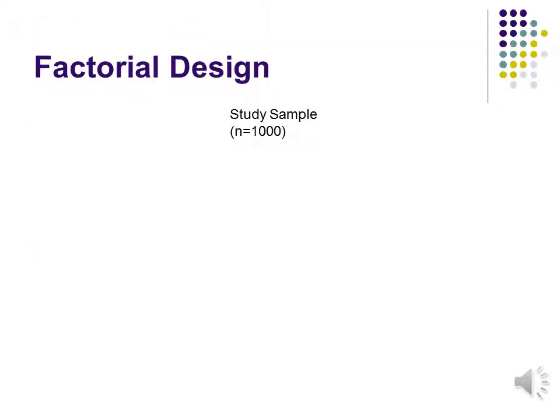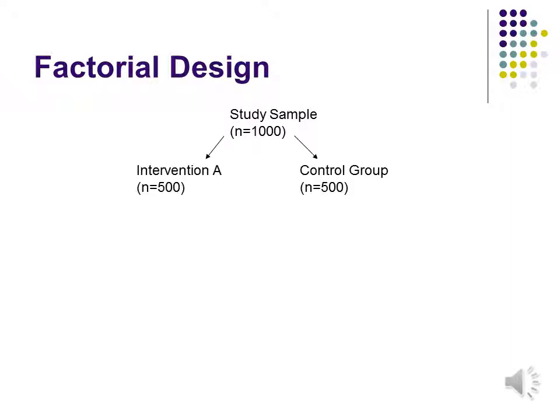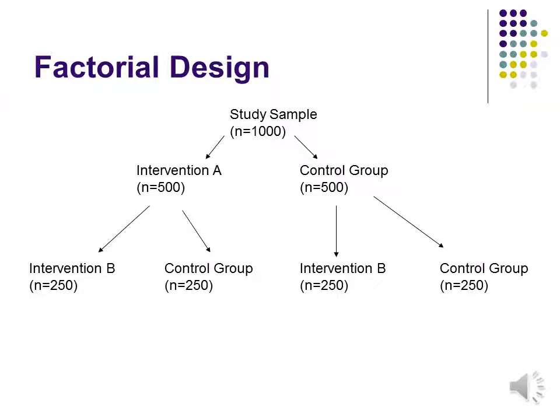Here's a diagrammatic illustration of the factorial design. You start out with a study sample, say of 1,000. You might randomize into intervention A or the control group, and so you'd get about 500 in each of those groups. And then you might further randomize each of those groups into 2 additional subgroups, and you could do additional studies on those. Again, it's a way of adding additional studies or sub-studies into the study.